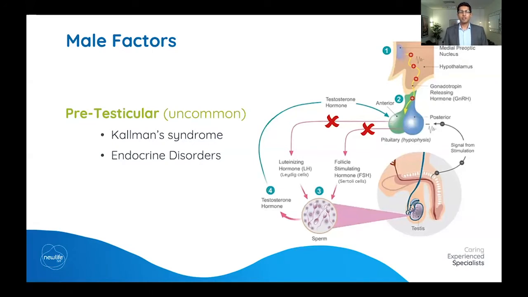So in terms of the pre-testicular causes, they're actually relatively uncommon. It's probably a single-digit percentage of males who present with reduced sperm counts due to the pituitary not telling the testicles to work through the production of FSH and LH. And that can be inherited. It's a condition called Kallmann syndrome. And sometimes it can be due to other endocrine disorders, disorders where there's too much prolactin production and disorders of the thyroid gland. Also, some medications can be associated with suppression of the pituitary.